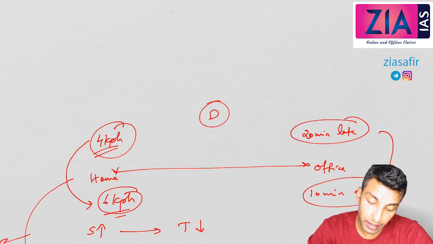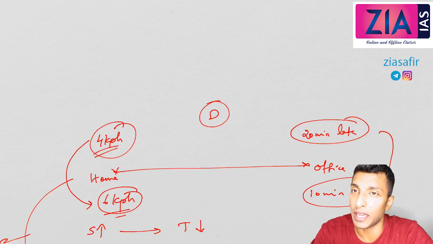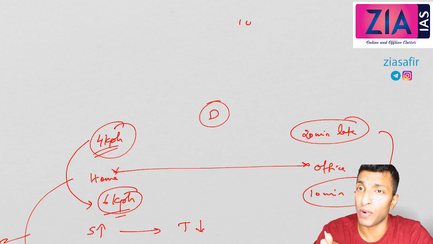Earlier 20 minutes late, now 10 minutes early. So what is the change in time? Is it 20 minutes or 10 minutes or 30 minutes? It's 30 minutes. If you get that correct, then you got the answer. Why is it 30 minutes?